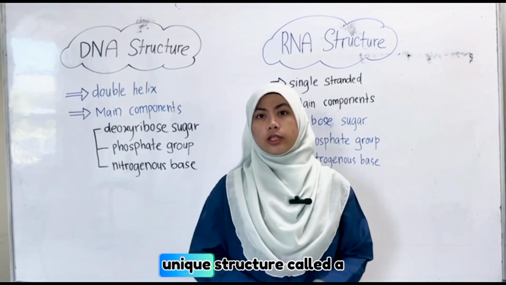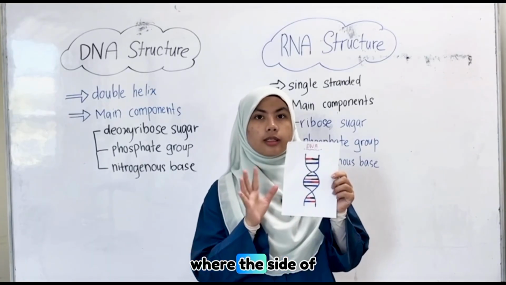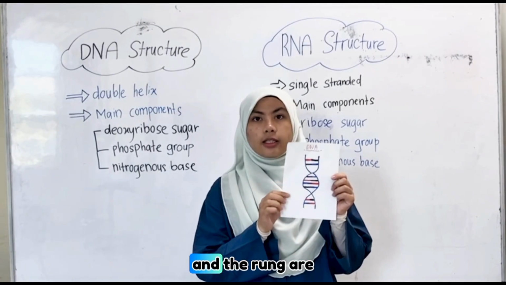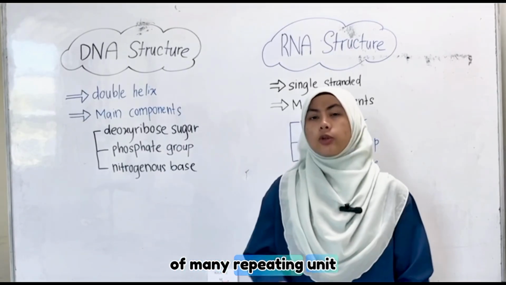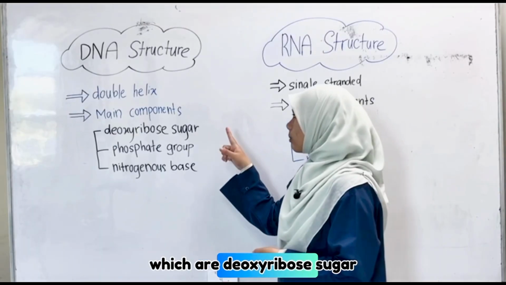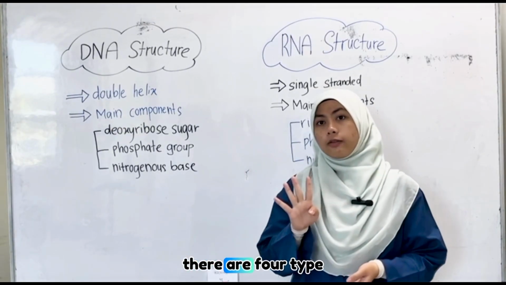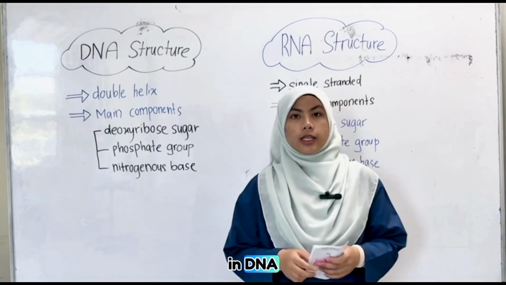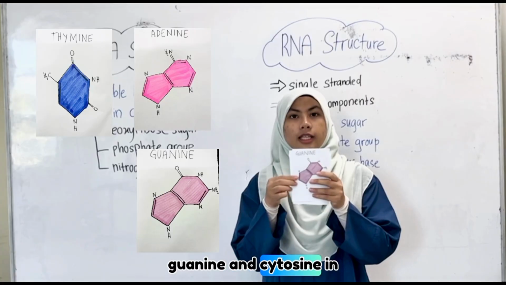DNA has a very unique structure called a double helix. This structure looks like a twisted ladder, where the sides of the ladder form the backbone, and the rungs are made of base pairs. DNA is made up of many repeating units called nucleotides, and each nucleotide has three main components, which are deoxyribose sugar, phosphate group, and nitrogenous base. There are four types of nitrogenous bases found in DNA, which are adenine, thymine, guanine, and cytosine.